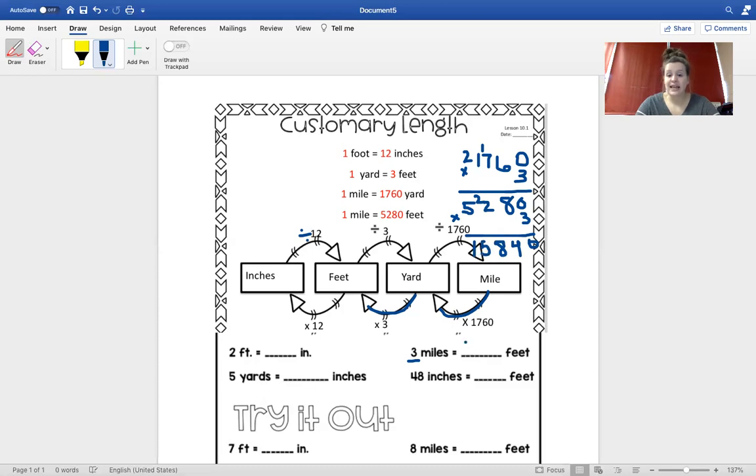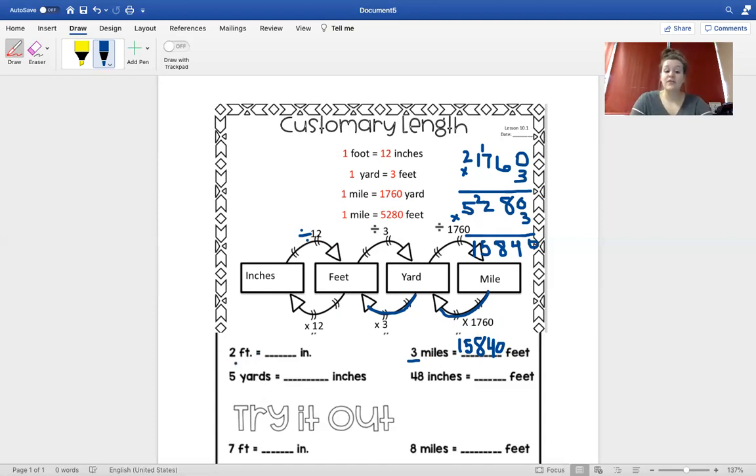So our answer is actually 15,840 feet. So that means that 3 miles is the same as 15,840 feet. And all we did was we started at miles, we moved to yards, and we moved to feet by following our little jumps that are written for us.